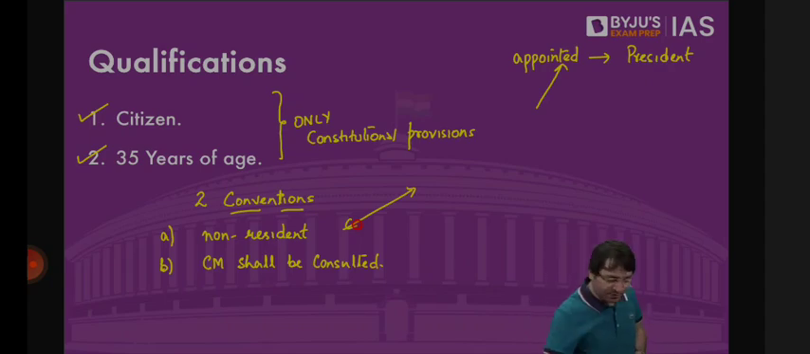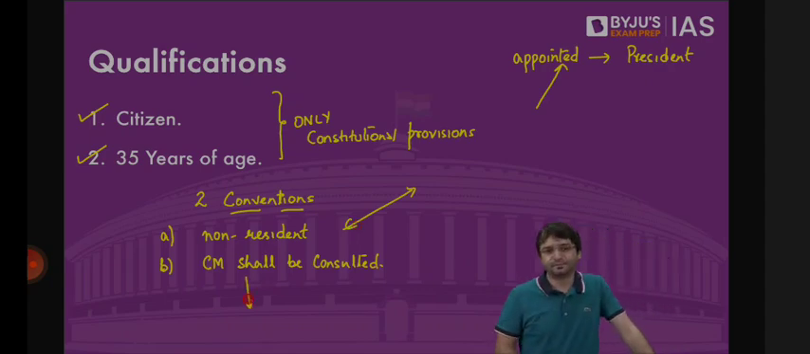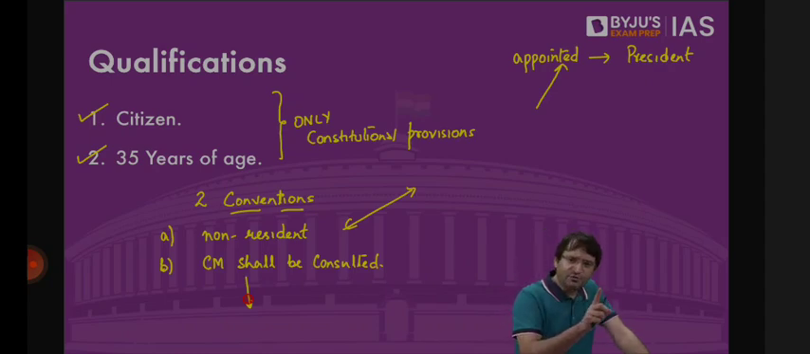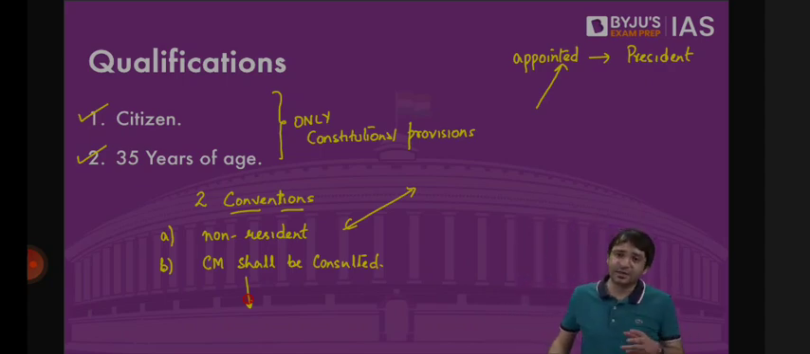But over a period of time, both these conventions have been violated. A governor to Karnataka was appointed and he was from Karnataka. Multiple governors to Jammu and Kashmir were appointed and they were from Jammu and Kashmir. Is that a violation of the constitution? No, because the constitution mentions only two qualifications. You are a citizen of India, you have completed 35 years of age, you are qualified to be appointed as the governor of a state by the president. Second, the chief minister shall be consulted.